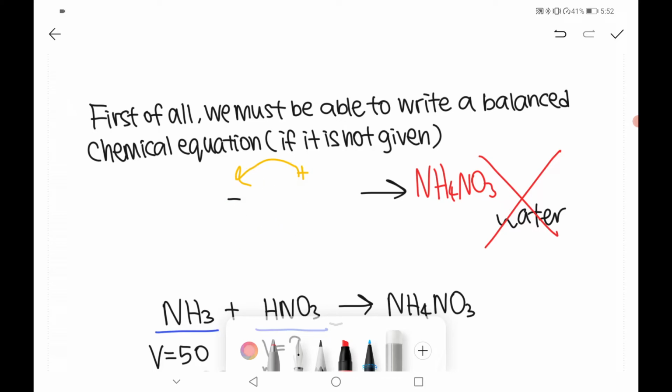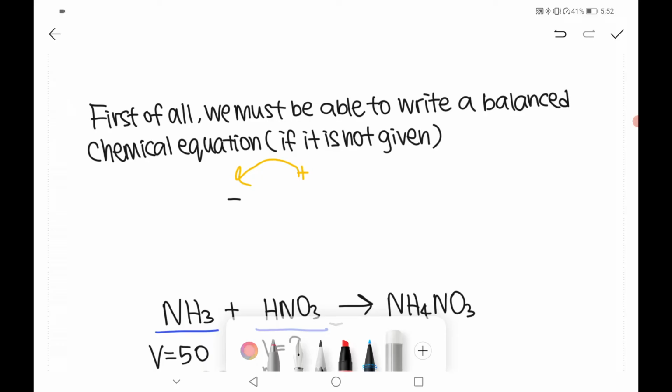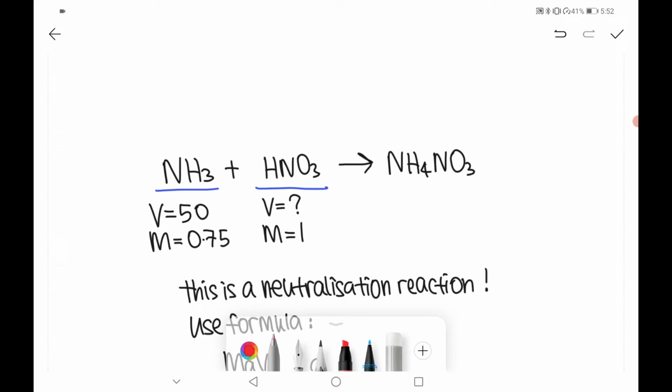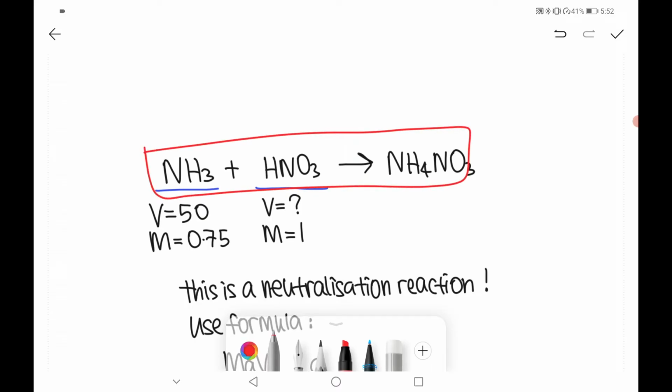This is something very important. Many students don't know how to do the calculation because they cannot write a balanced chemical equation. So make sure you know how to write the chemical equation on your own. Once you have the chemical equation, everything is easy.